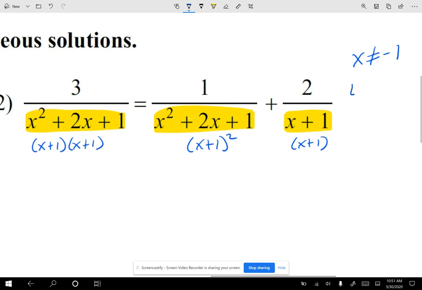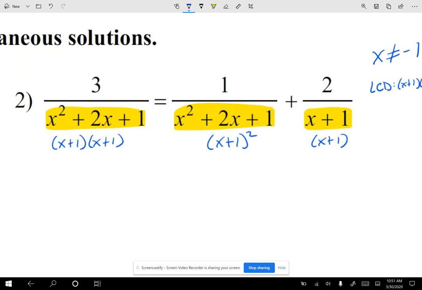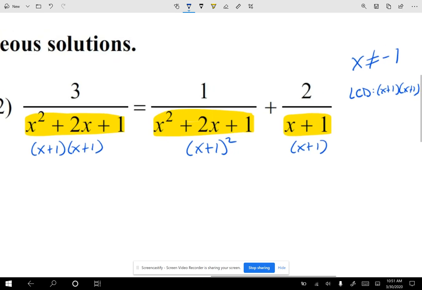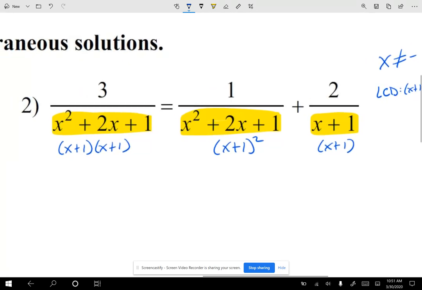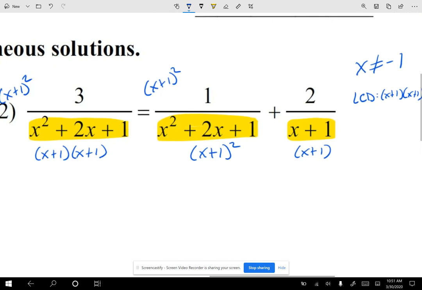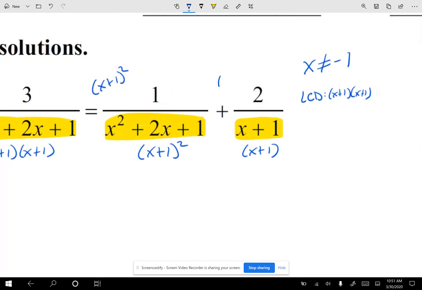Now my least common denominator is going to be x plus 1 twice. We talk about least common denominator for the last 2 weeks. All right, on my first fraction, let me multiply this by my least common denominator to get rid of the fractions. Here I'm literally going to do x plus 1 to the second power. Over here I'm going to do x plus 1 twice.